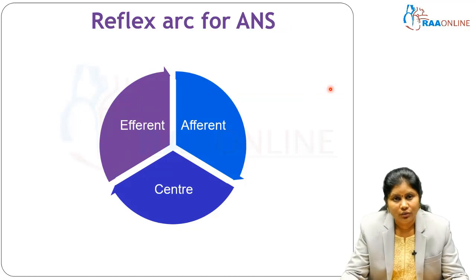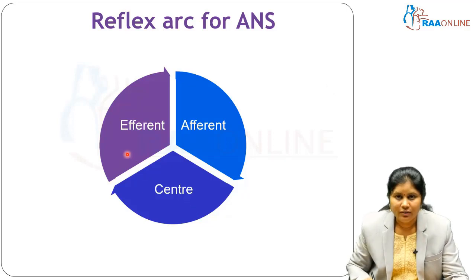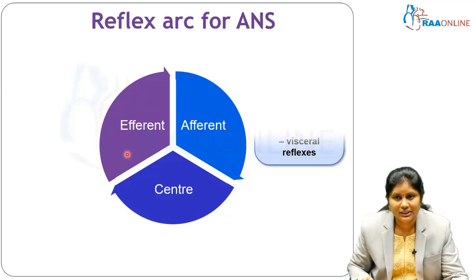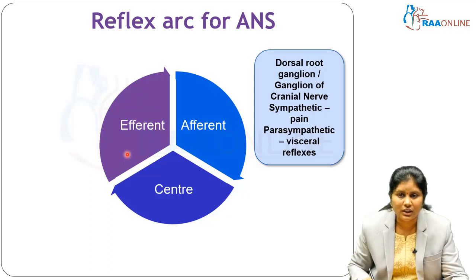Most of the functions of autonomic nervous system is involved in maintaining certain visceral reflexes. Okay, so for any reflex there should be a reflex arc which includes the afferent, center and the efferent. So the afferent for autonomic nervous system reflexes comes from the dorsal root ganglion in case of a spinal sensory nerve, or the sensory ganglion of the cranial nerve. And for example, the sympathetic nerves are responsible for carrying the pain sensation, whereas the parasympathetic nerves are responsible for mediating many visceral reflexes. So all these are afferent nerves.